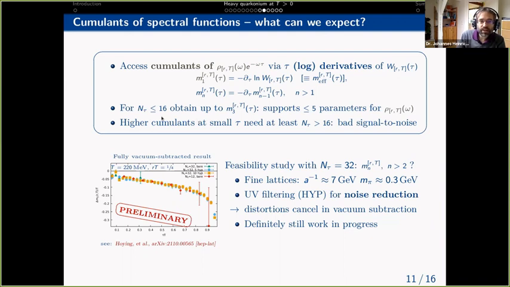And if we want to have any chance of getting higher cumulants at small times, which are interesting for understanding the properties of the state, we have to go beyond this NT 16, where we then suffer bad signal to noise problems, as for example also in the transport coefficient calculation. We recently started a feasibility study where we now go to NT 32 and even higher ones, but this is all very preliminary and it seems to confirm what we've seen with the coarser lattices so far.